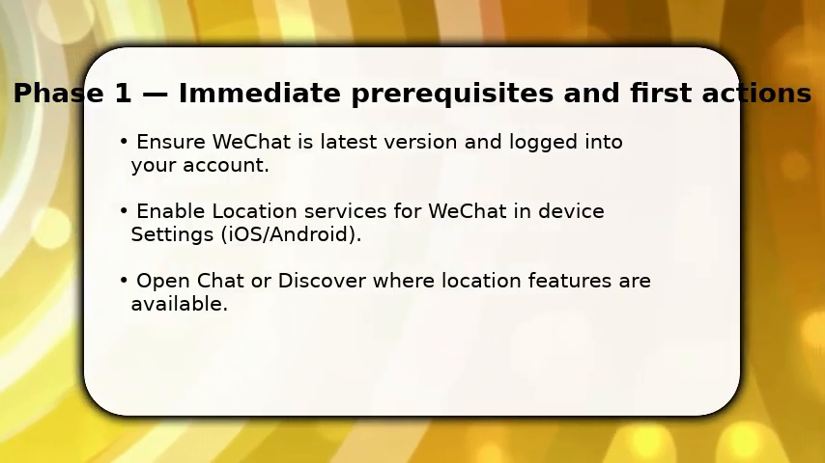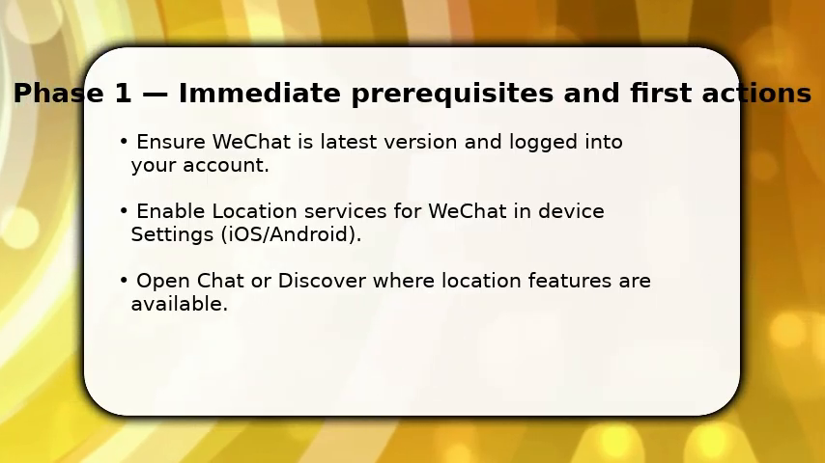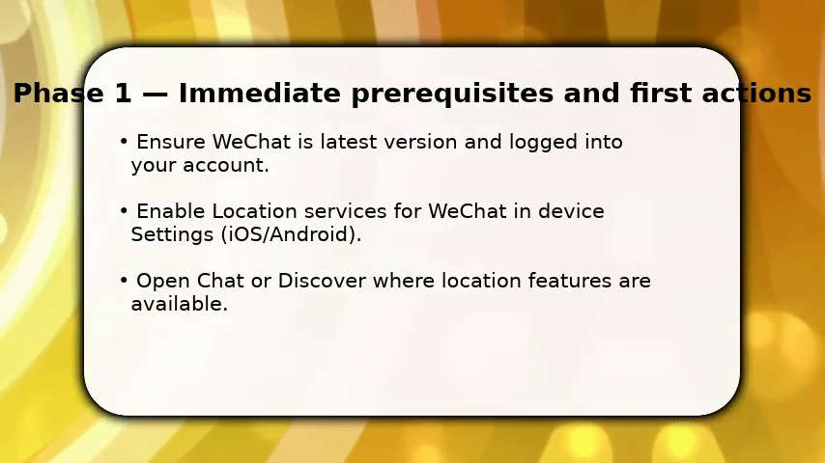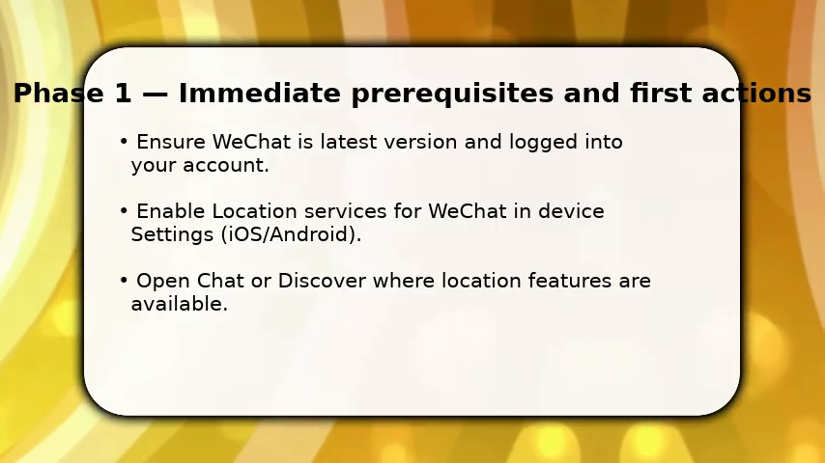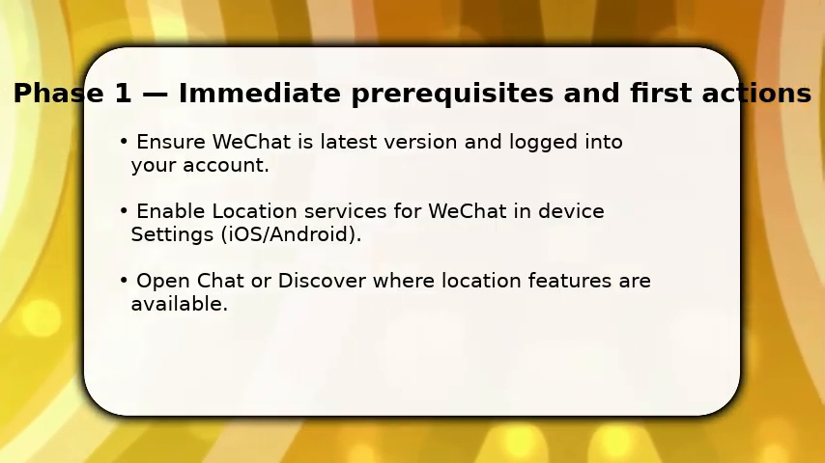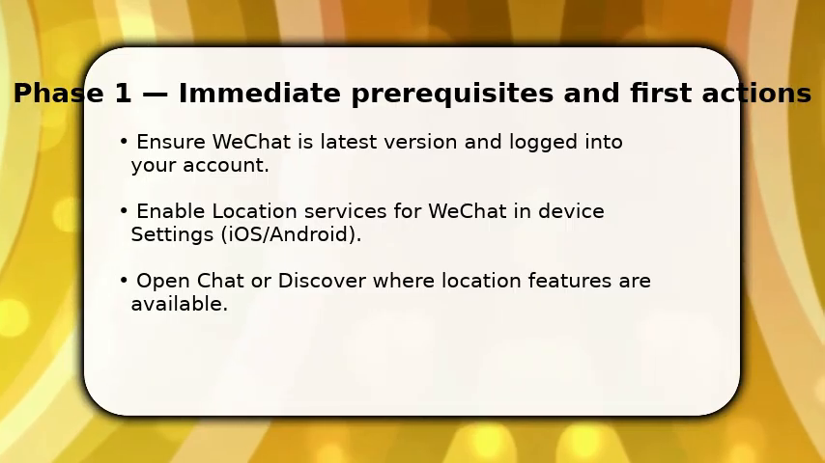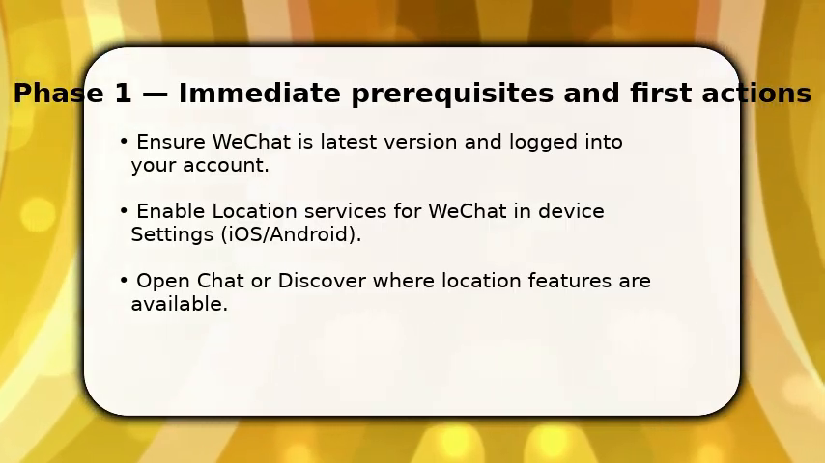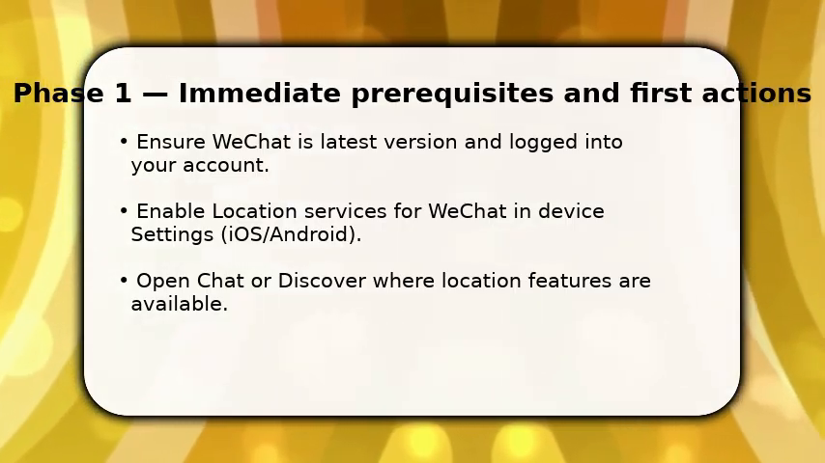Tap the location icon or select People Nearby depending on your goal. Make sure background location is allowed if you plan persistent sharing, and toggle VPN off for accurate GPS. This gets you immediately to the feature without extra steps.